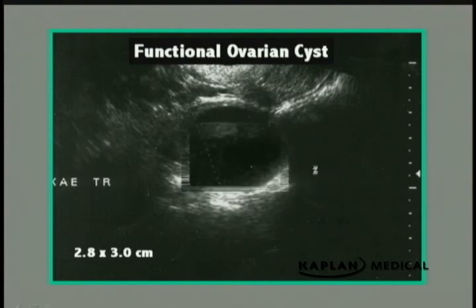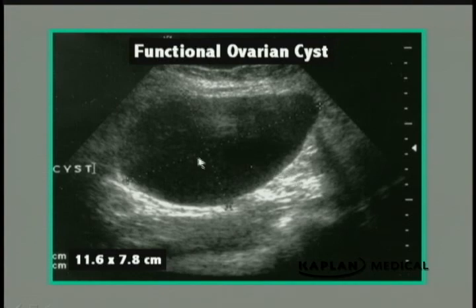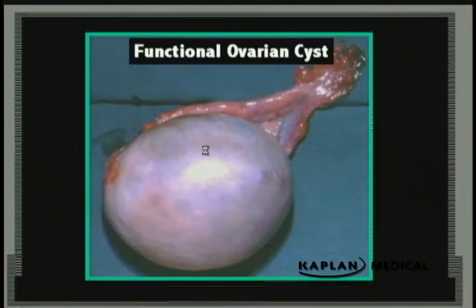Now look at the next one. This is quite a bit bigger. This one is 7.8 centimeters by 11.6 centimeters, but the characteristics are very similar. It is smooth, it is rounded, it is fluid-filled, no septations, no calcifications.